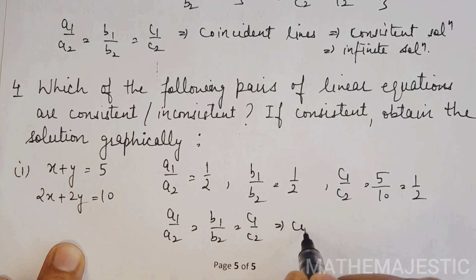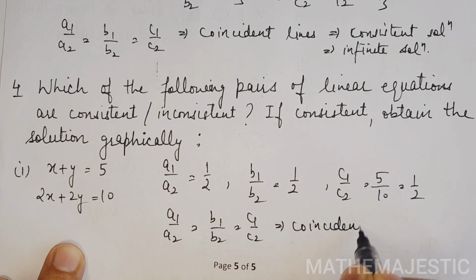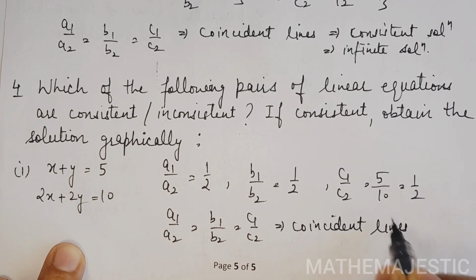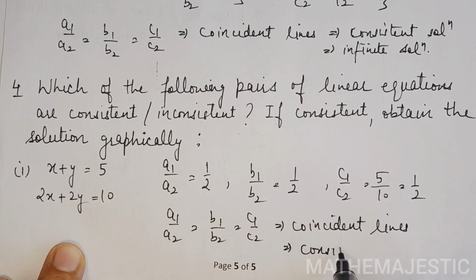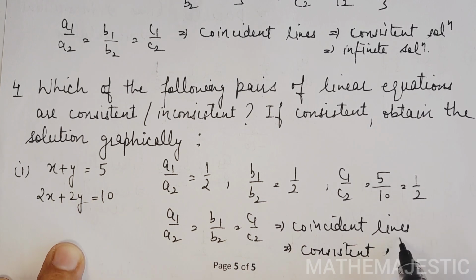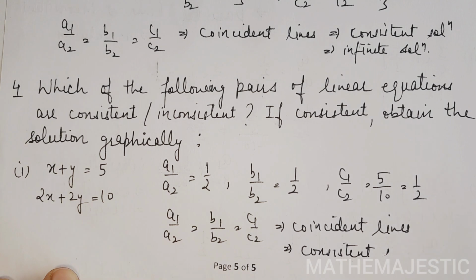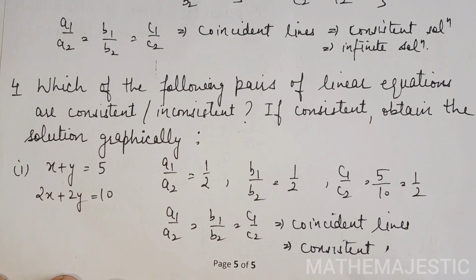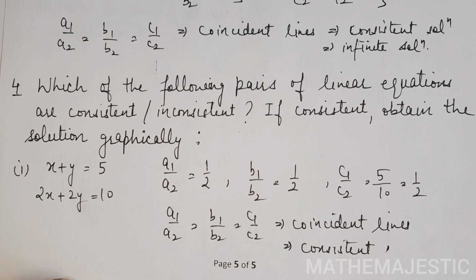All are equal. That means the lines are coincident lines, and that means the system is consistent. And because they are coincident lines, every point on the line will be a solution to the linear equations. So there are infinitely many solutions.